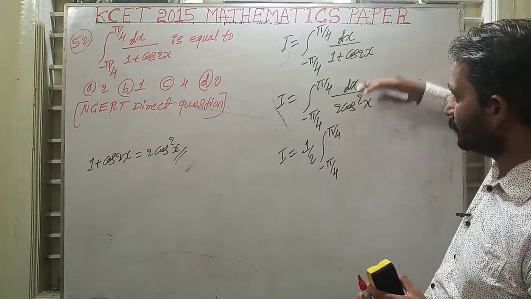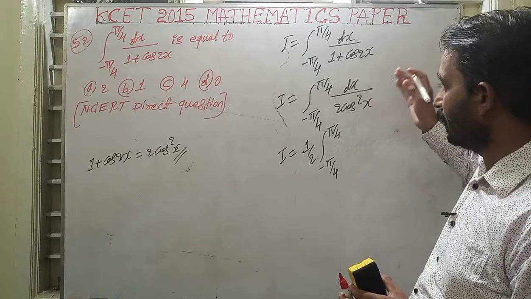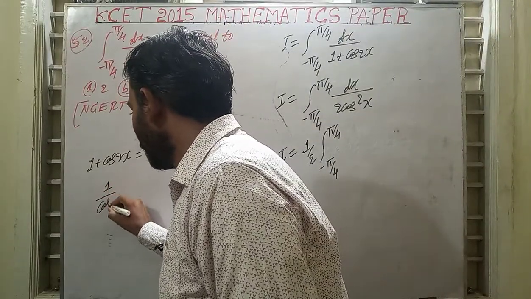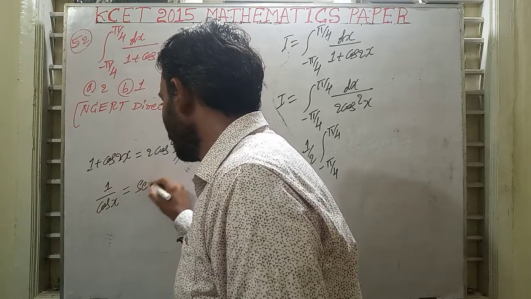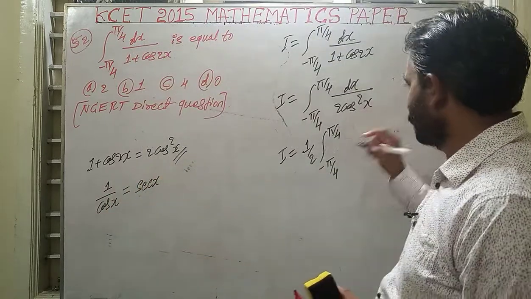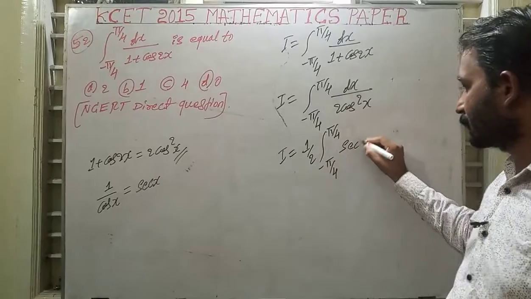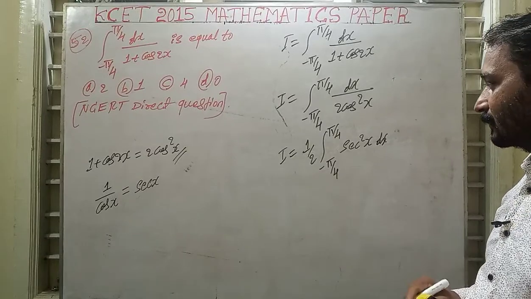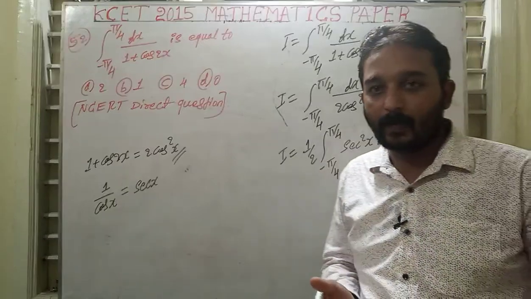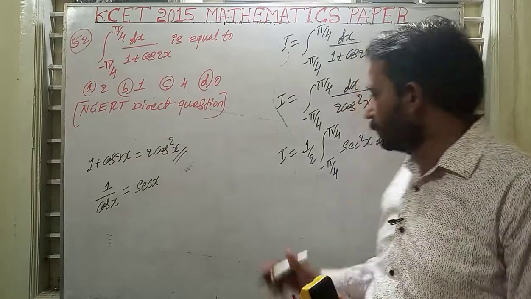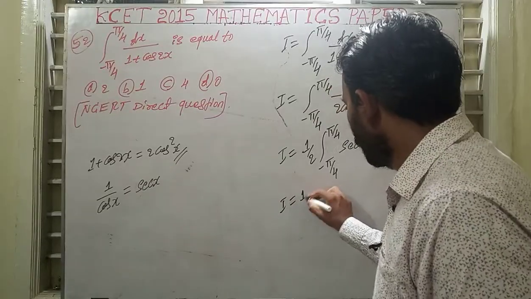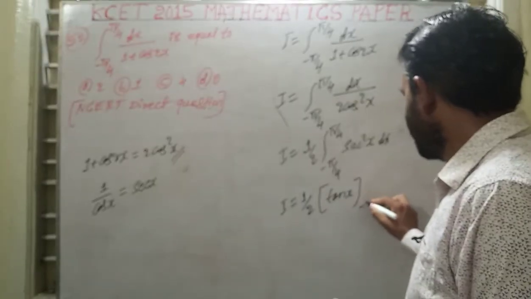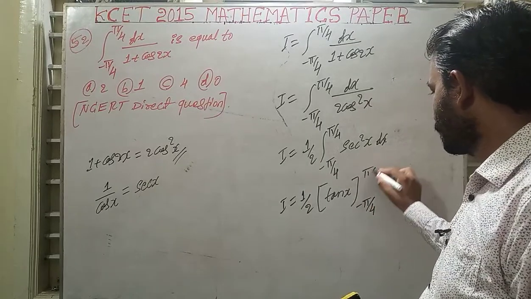Using the trigonometry identities once again, 1 by cos x can be written as what? Secant x. Same way, 1 by cos square x can be written as secant square x with respect to x. So we know that the integration of secant square x is tan x, because the differentiation of tan x is secant square x. So I is equal to 1 divided by 2 tan x. So now apply the limits, minus pi by 4 to plus pi by 4.